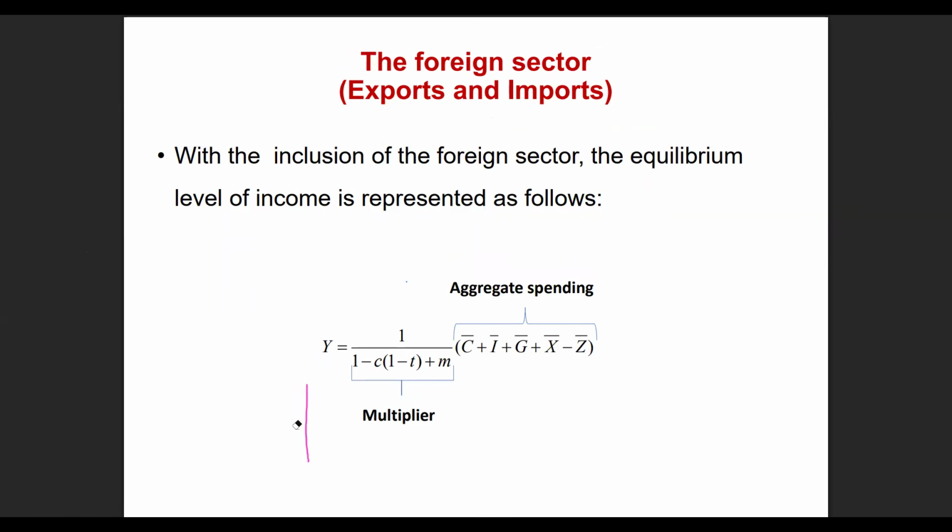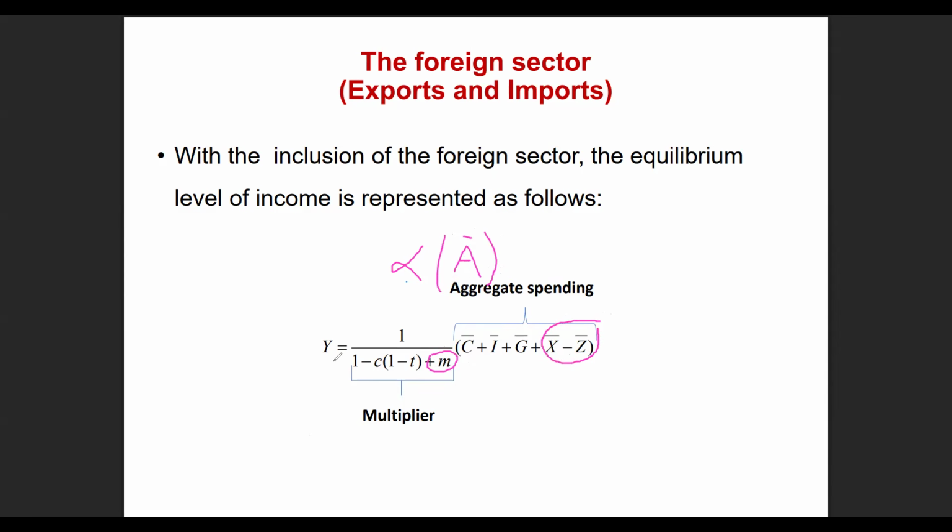They're saying here that with the inclusion of the foreign sector, the equilibrium level of income is represented as follows. To calculate the equilibrium income, we now say 1 divided by, this is the multiplier, right? The formula is still the same. Can you guys see that? The formula is still the same. It's still the multiplier times the autonomous components of aggregate expenditure, right? It's just that now with the multiplier, we've added this part here, which is plus M, the marginal propensity to import, and then in our autonomous components, we've added these two, right?